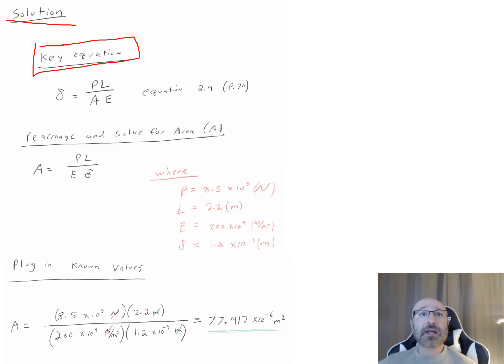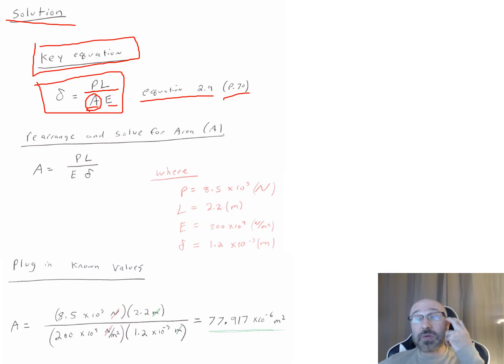I can go back to page 70 in my textbook and look at equation 2.9. I have this relationship here. My delta is equal to my load times the length of our rod, divided by the area times our modulus of elasticity. We have everything we need in this except for area, which we can solve for, and within area is our diameter that we can solve for there.